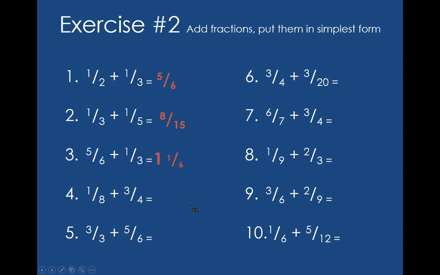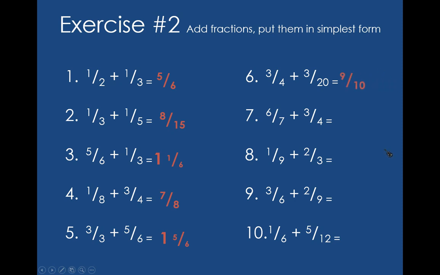Number 4, 1/8 plus 3/4. 10 seconds. The answer is 7 over 8. Number 5, 3 over 3 plus 5 over 6. Try to answer. 1 and 5/6. How did we get 1 and 5/6? 3 over 3 is already 1, so we just copy. Number 6, 3/4 plus 3 over 20. What's the answer?